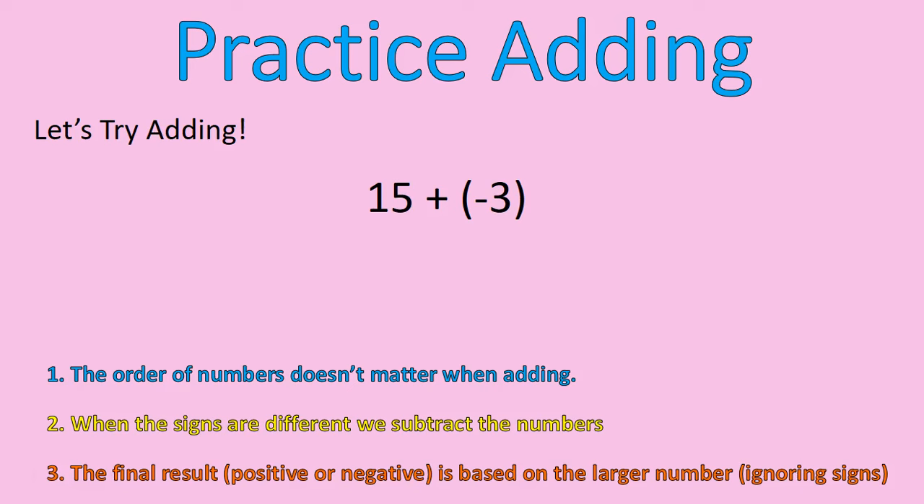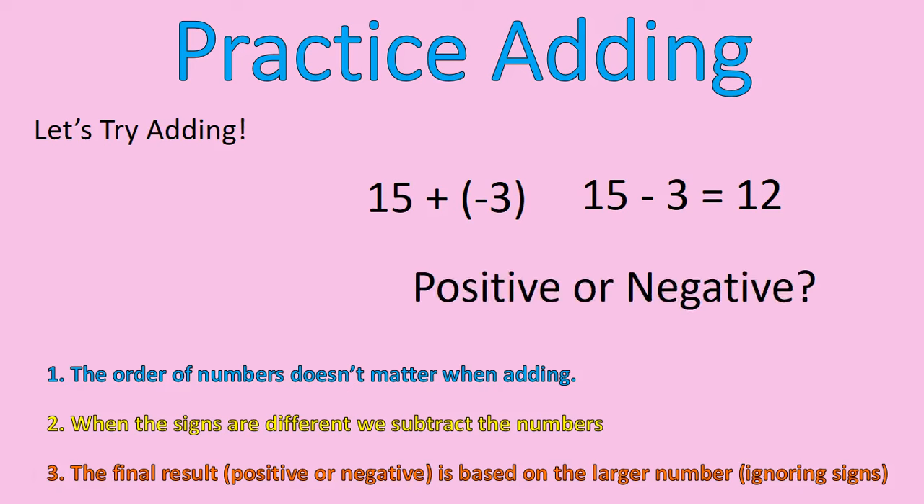All right, now we're back and we're going to talk about what the actual answer is. So remember, the order of the numbers doesn't matter, so I'm going to leave them in the order that they are. When I'm adding and the signs are different, I'm going to subtract. So I'm going to subtract the two numbers, 15 and 3. 15 minus 3 gives us 12. Now, to figure out whether my final answer is positive or negative, I look at the two numbers, 15 and negative 3. Which number itself is larger?